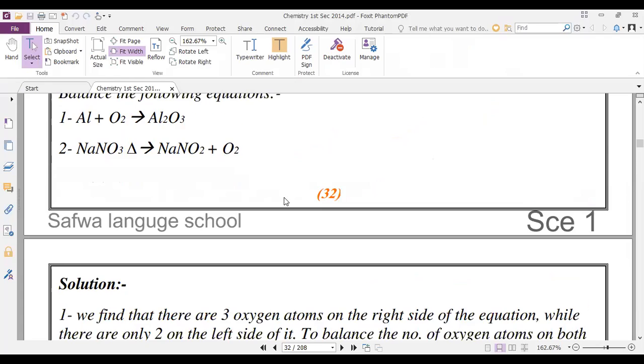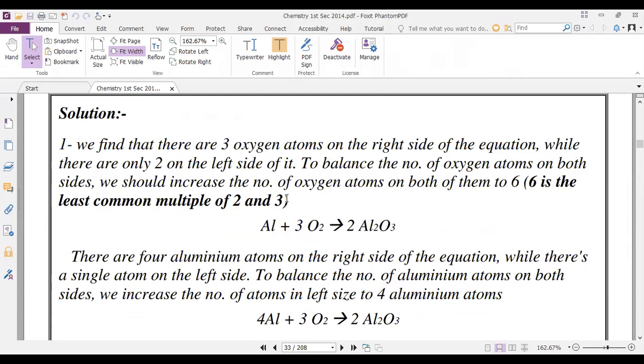So this is the answer of the first one. Try to read, please. We find that there are 3 oxygen atoms on the right side of the equation, while there are only 2 on the left side of it. To balance the number of oxygen atoms on both sides, we should increase the number of oxygen atoms on both of them to 6. 6 is the least common multiple of 2 and 3.